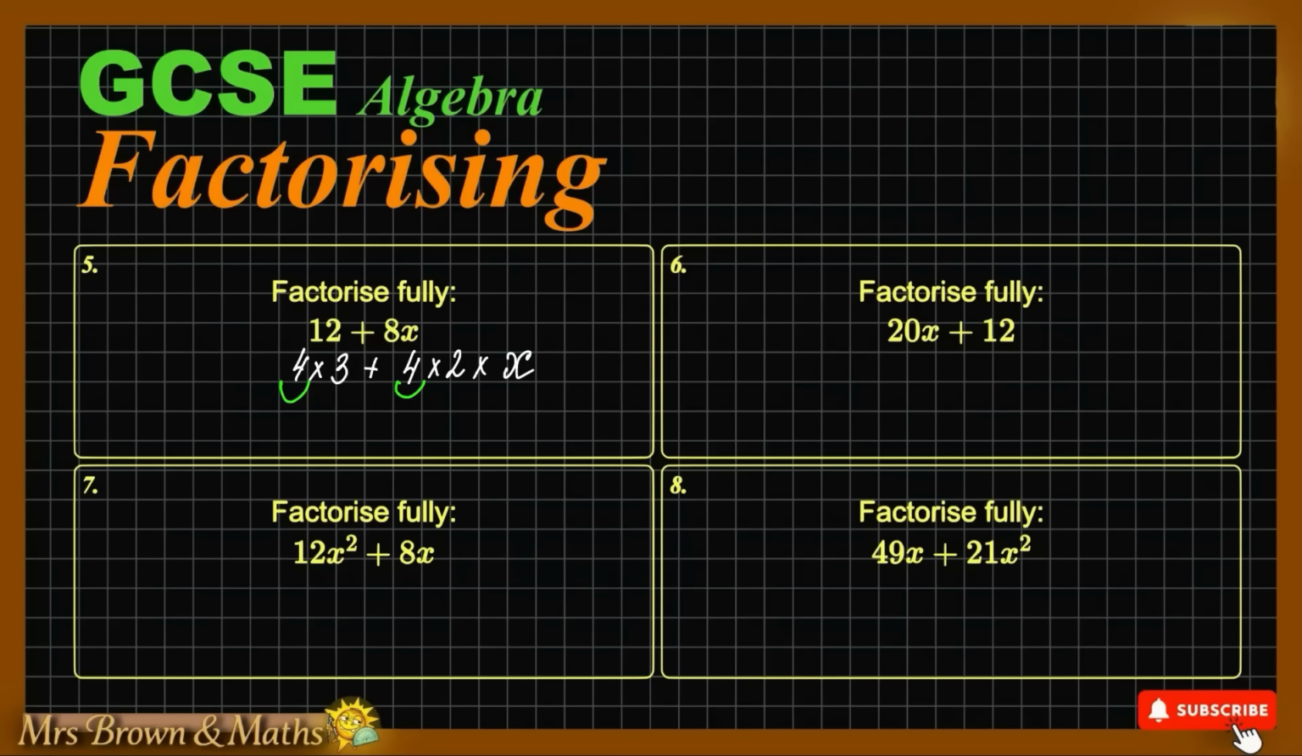So 4 is in common, goes in front of the bracket. What has been left? 3 first term and 2x for the second term. That is final answer. 4 times brackets 3 plus 2x inside.